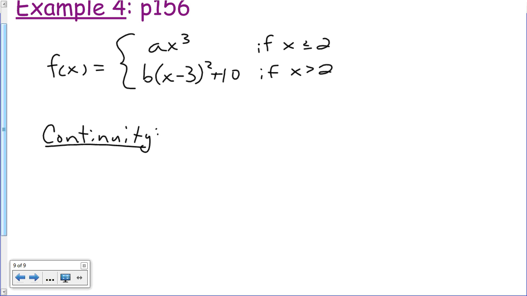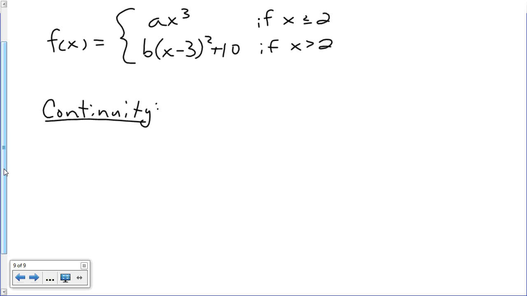And again, if you go back to how we did these problems back in chapter 2, the function is going to exist at x equals 2. When I plug in 2, it says plug in 2 into the a x cubed part. I don't know what a is, but when I multiply a times 2 cubed, I'm going to get some number.